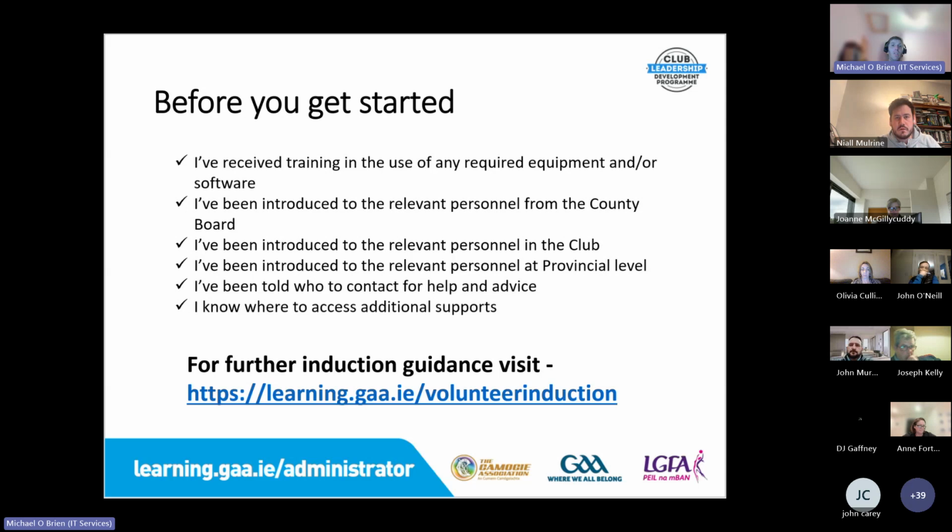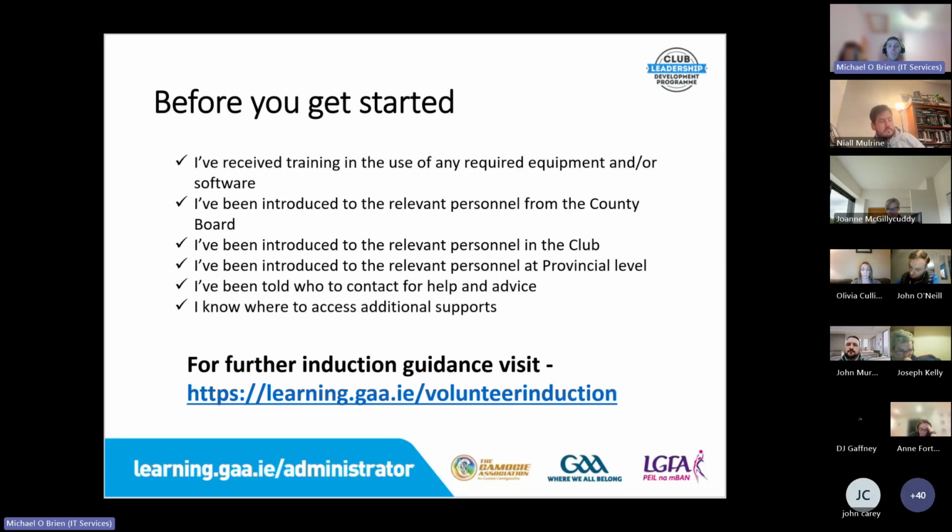And you have to ensure that you get introduced to the relevant personnel within the county board. Because I won't say it's a small community, but the people in the county board are key stakeholders and key people that will help you within your role. You have to make sure that you've been introduced to relevant people in your club, because a lot of people might take on the role without knowing who's on the executive committee within the club. So just make sure you get introduced to these people.